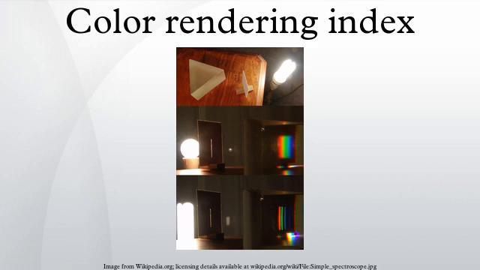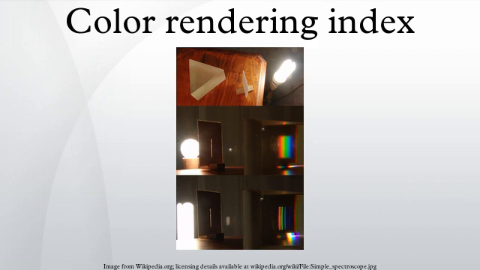The color rendering index, sometimes called color rendition index, is a quantitative measure of the ability of a light source to reveal the colors of various objects faithfully in comparison with an ideal or natural light source. Light sources with a high CRI are desirable in color-critical applications such as photography and cinematography.